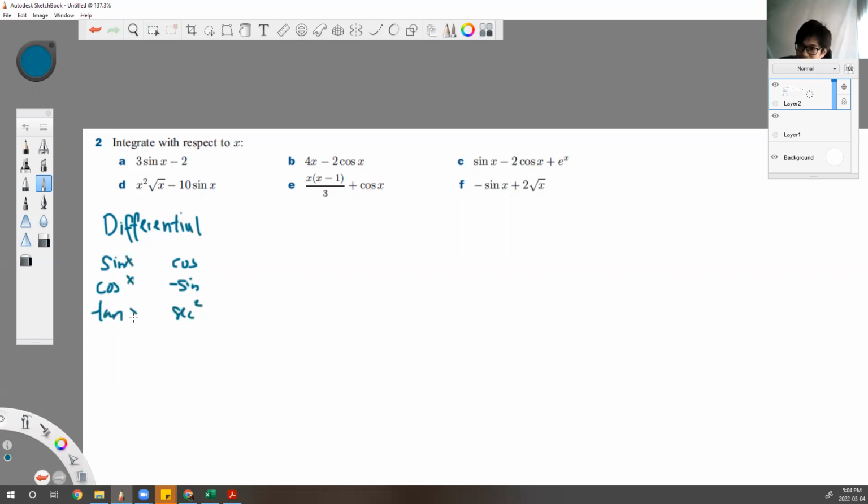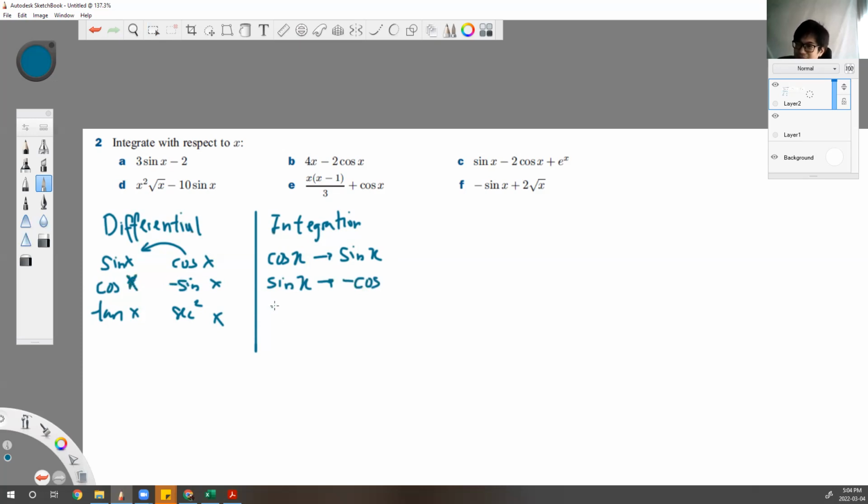If you switch the order, you will get the integration. Integration of cos becomes sine. If you integrate sine, be careful about this, it becomes negative cos. Sine becomes negative cos. And if you integrate secant square, you will get tan. But in this case, we only use sine and cos. In all the questions, we don't have the secant square.